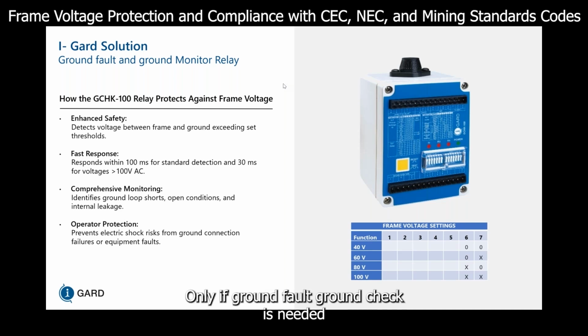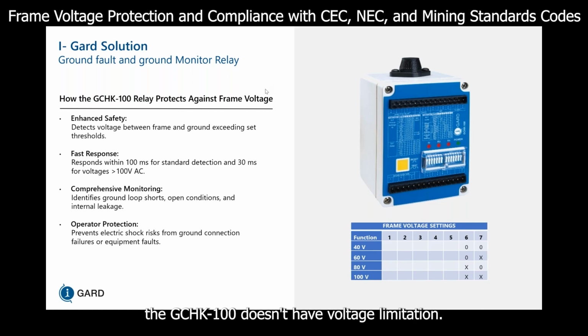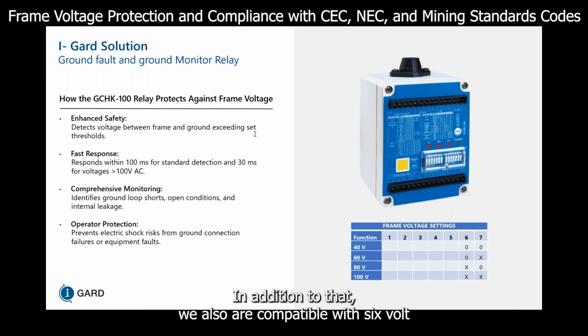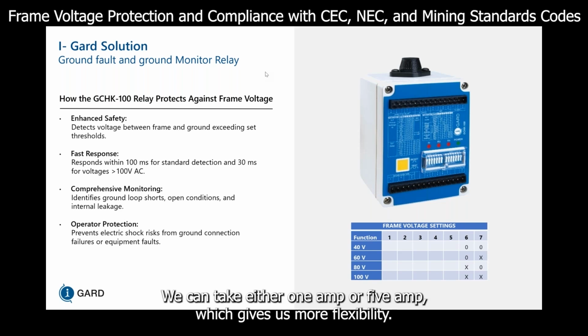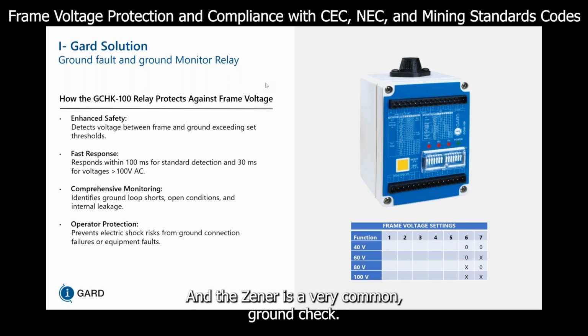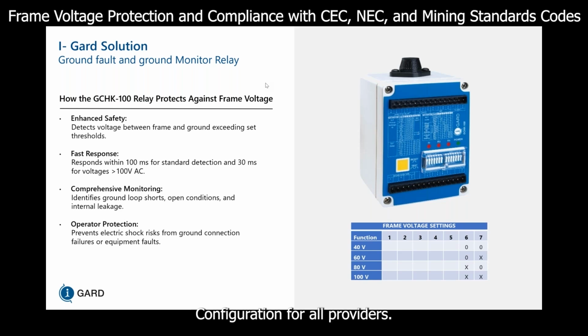If ground fault ground check is needed at high voltage, then the GCHK 100 doesn't have a voltage limitation. In addition to that, we are also compatible with 6 volt and 12 volt Zeners, as well as competitor-based CTs. And we have two different inputs we can take, either 1 amp or 5 amp, which gives us more flexibility. And the Zener is a very common ground check configuration for all providers, so it is very easily adaptable to our relay as well.